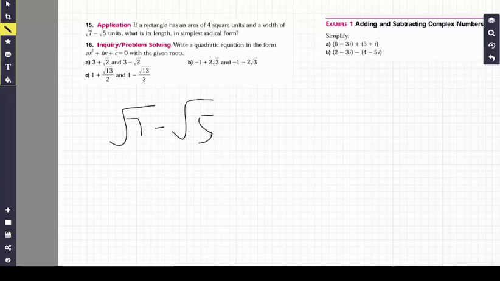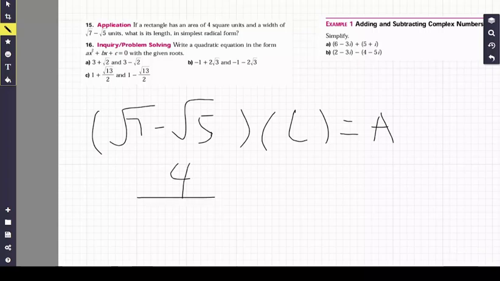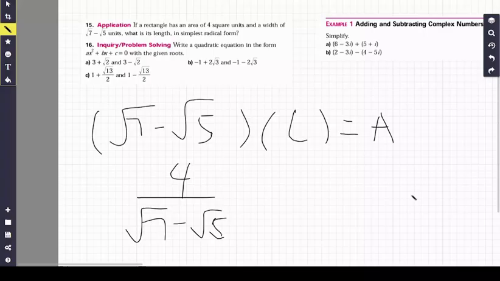Now, to find the area, it's usually length times width. It's 100% length and width. So now we have the width, and we have the area. Length equals area divided by width. All we have to do is 4 divided by root 7 minus root 5. Now, if you remember last time, this was just a simple rationalization question. So we're going to multiply by the conjugate.